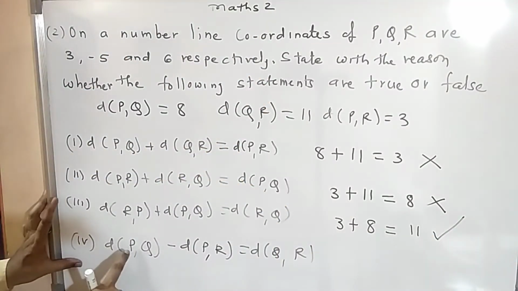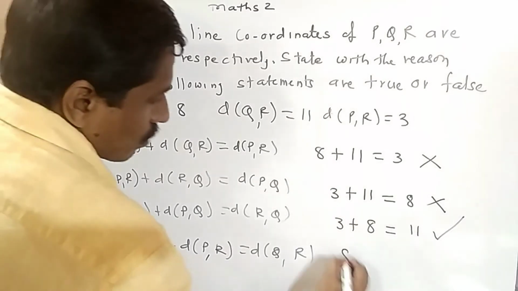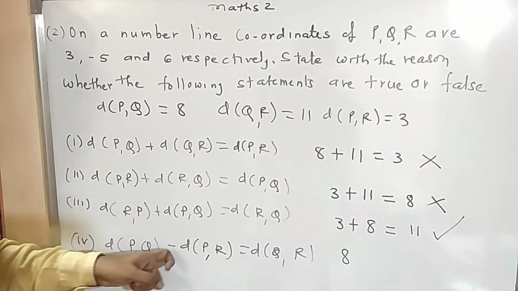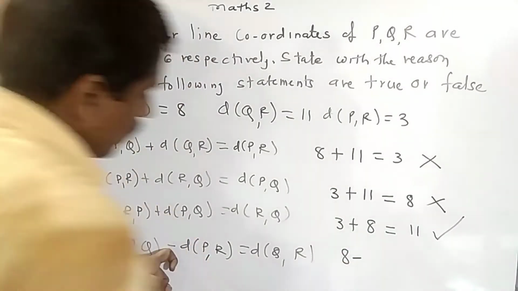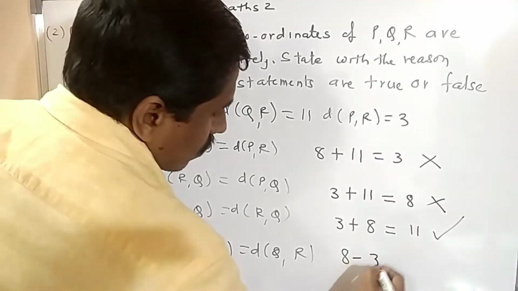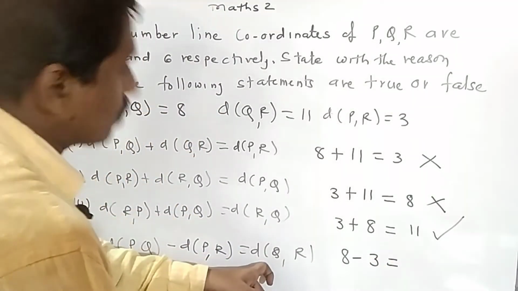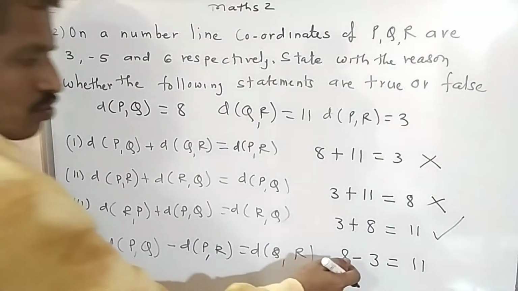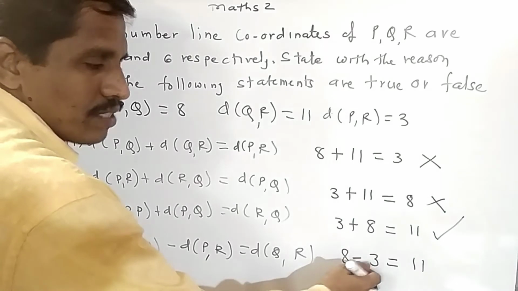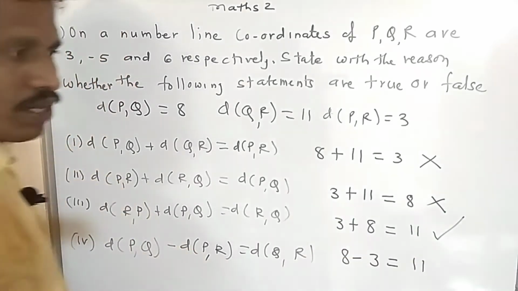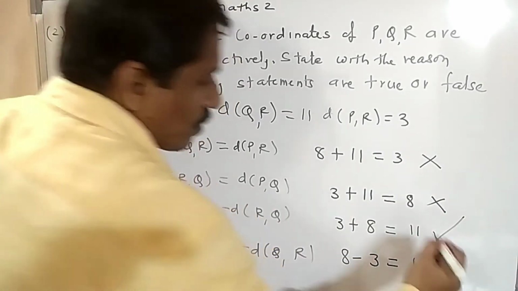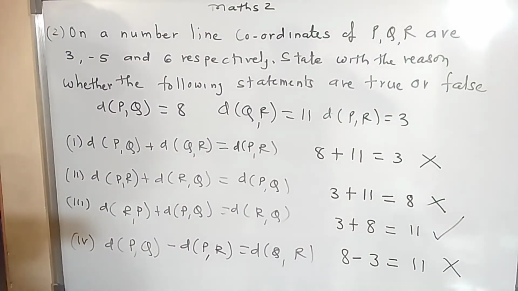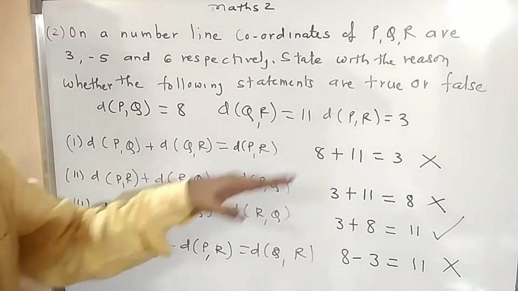And the last one, distance PQ. How much is distance PQ? PQ is 8. Here minus. Distance PR is how much? 3. That is equal to distance QR. Distance QR is how much? 11. So 8 minus 3 is equal to 5, which is not equal to 11. And therefore, this statement is also false. So in these 4 statements, statement number 3 is the only true statement.